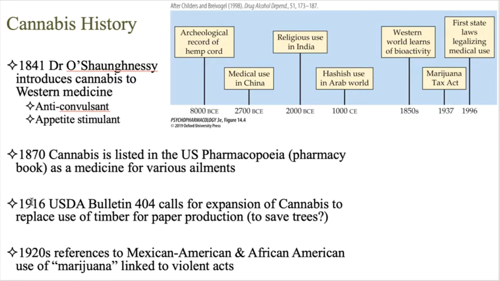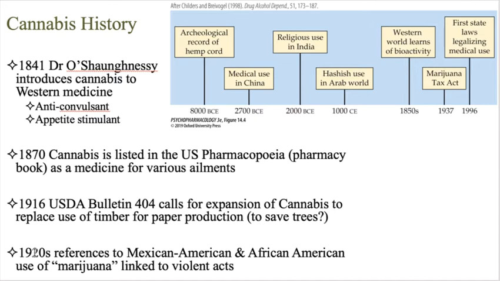In 1916, the USDA says, hey, you know what? We should grow more cannabis and use it to make paper. That way we can reduce lumber, and we can use lumber for other things. So let's make the most out of this new resource we have of cannabis.